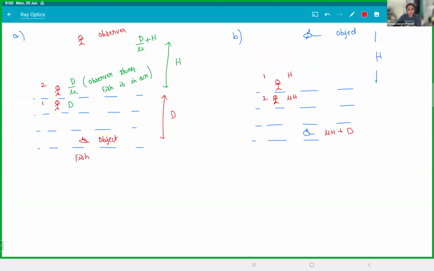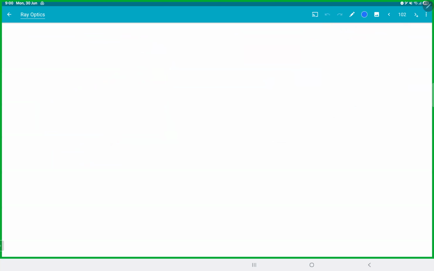Sir, what if there was another medium between the interface of the water? Sure, we'll see. There you go. This is clear. Let's do one more problem, then we'll see. We'll put multiple mediums, don't worry.